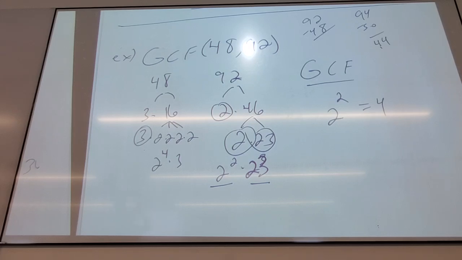So you only include it in the GCF if it's something they both have. So you can even look at it like that. They both have 2 2s. They don't both have 3s. They don't both have 23s. So then I'm not going to include 3 and 23, just the 2 2s.